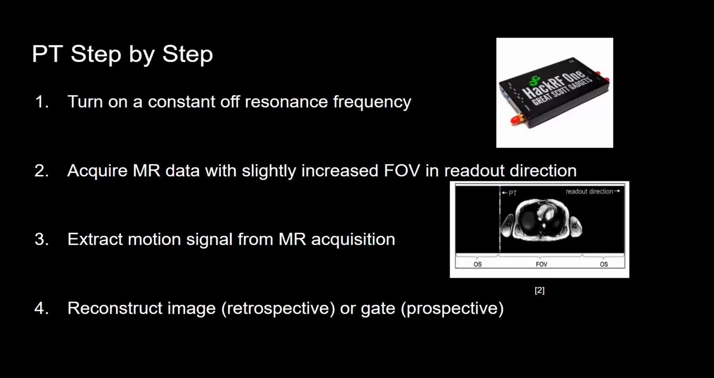So in recap, a step-by-step: we want to turn on this constant off-resonance frequency. We acquire the MR data with a slightly increased field of view to make sure that the pilot tone doesn't interfere with the actual image. Then we can extract this motion signal from the MR acquisition and then finally reconstruct the image retrospectively or use it for gating prospectively. We're going to focus on the former.